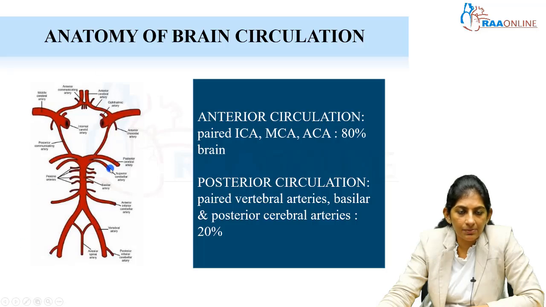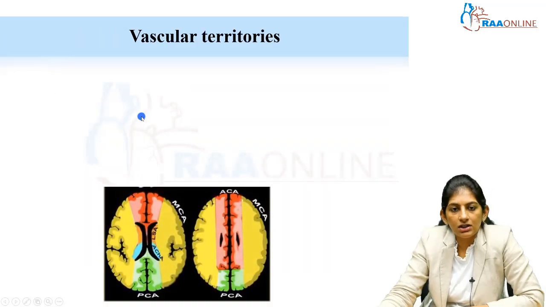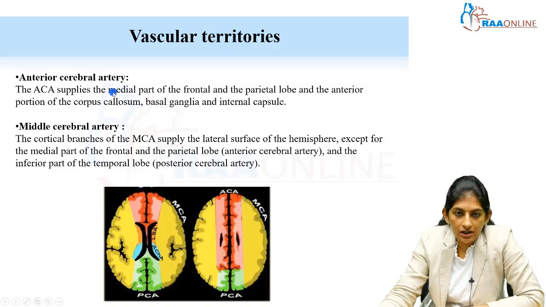This is the pictorial representation of the circle of Willis, which I am sure everybody has learnt. Depending on the ischemic territory involved, we will be able to identify which artery is the culprit, which artery has occluded. So we will talk about the cerebral arteries first. First comes the anterior cerebral artery. We should know the territory supplied by the anterior cerebral artery. Look at the image here.